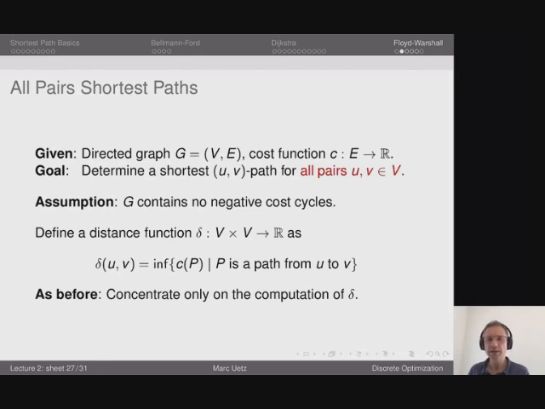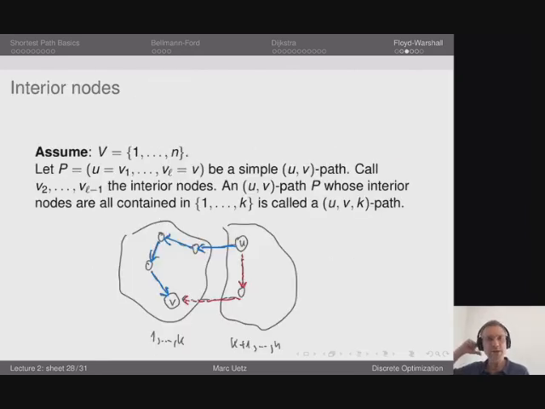All right, the idea of Floyd and Warshall's algorithm is the following. That's the idea of so-called interior nodes. So what are interior nodes? Let's assume the vertices are labeled 1 up to n without loss of generality, and let P be a simple path from u to v. So v1 is the start vertex u, vl is the terminal vertex v, and then we say v2 up to vl minus 1 are the interior nodes of that path.